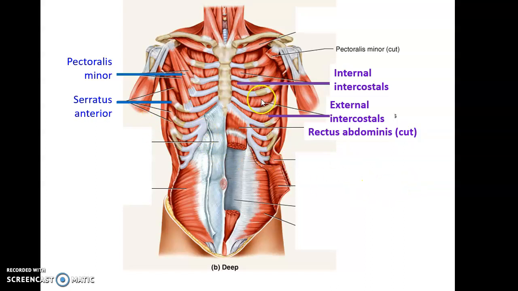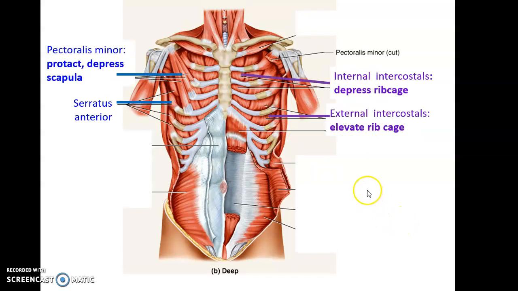We can also see these small little muscles between the ribs called the external intercostals, and underneath them or next to them are the internal intercostals. So there's two sets of muscles between the ribs, the external intercostals and the internal intercostals.